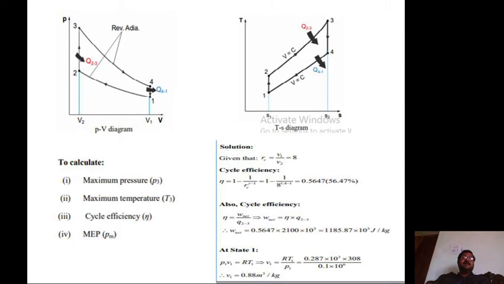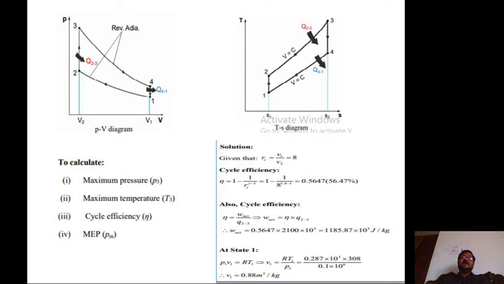After that, you have to calculate the maximum pressure in the cycle and maximum temperature. Here P3, T3 is given. In the temperature versus entropy diagram, you can easily identify which is the maximum temperature, because T3 is the maximum temperature. Pressure also is the maximum at P3, and then cycle efficiency eta and mean effective pressure. You can write the solution for this.